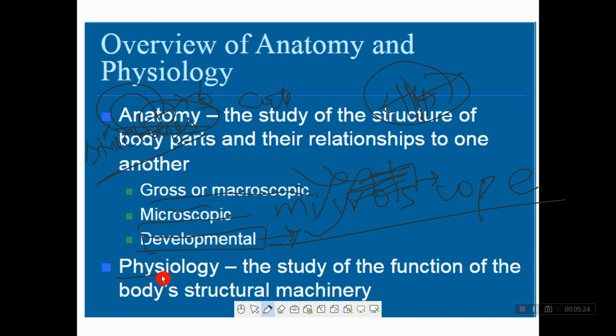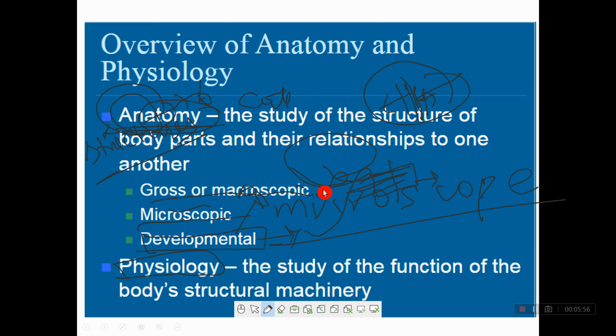Next is physiology. What is physiology? Now you understand what anatomy is. Anatomy is the study of the internal structures of any organism or human being, right? Now what is physiology? Physiology is the study of the functions of the body parts. In anatomy we cover the internal structures; now, how do these internal structures perform their functions?